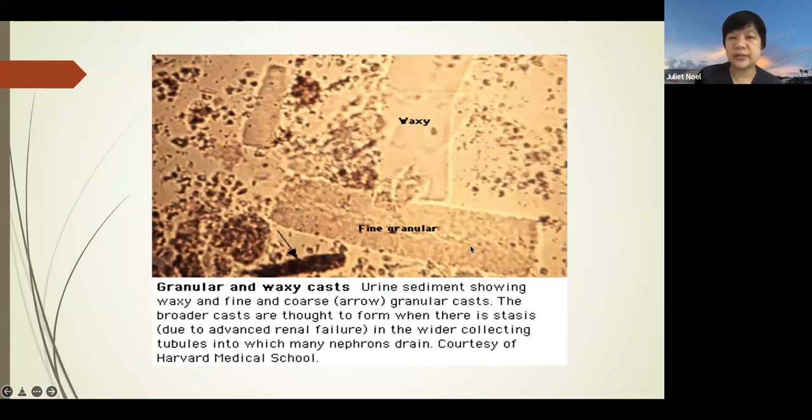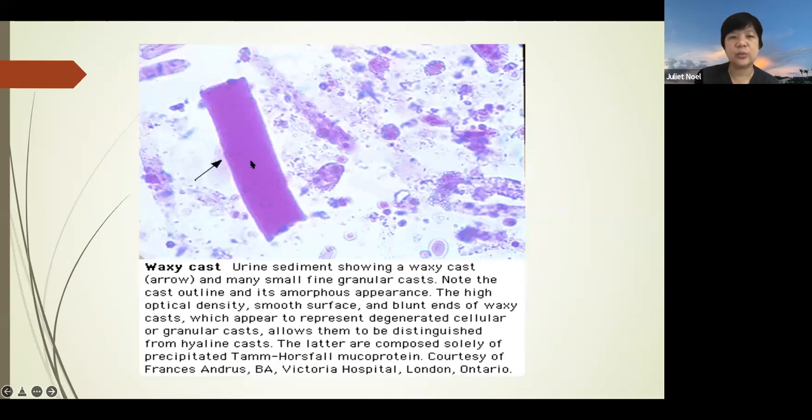A fine granular cast means that compared to hyaline, which is clear, it's very fine that you cannot see a cellular structure. A waxy cast is a very broad cast. This is seen in patients with chronic kidney disease, late chronic kidney disease. The hyaline cast is narrower. So this one, waxy cast. Okay, so this one is tubular cells. So this is a cast.